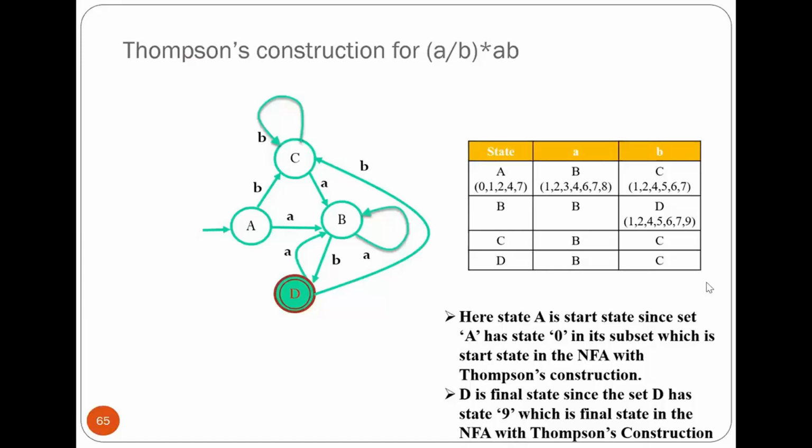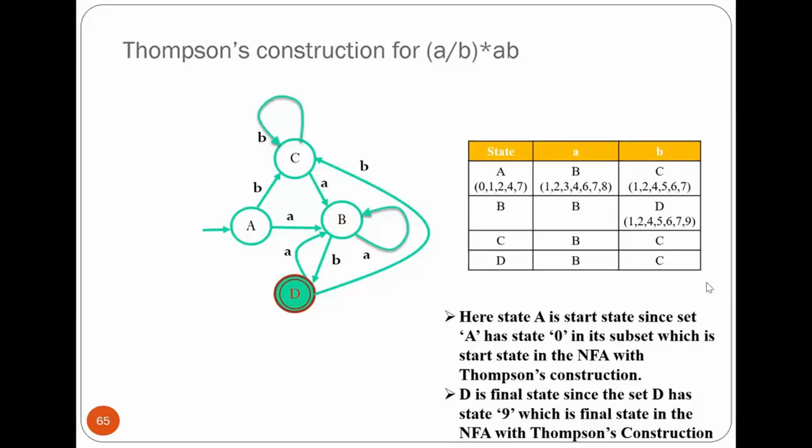Now I need to find out what is the start state and the final state. Since 0 was my start state, all the states which have 0 will be start state. In this case, only capital A has the component 0, so it will be the start state. And all the states which have 9 number state, since 9 was the final state in my initial Thompson's construction, will be included as final state. In this case, only D state has 9, so D will be the final state.